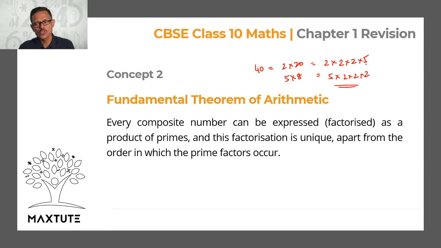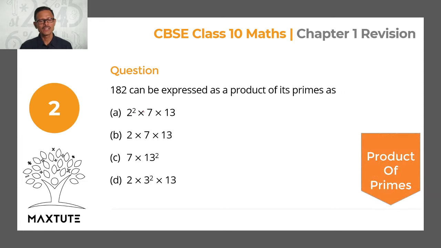Here we wrote it as 2 cube into 5. In the second one we wrote it as 5 into 2 cube. But 5 into 2 cube or 2 cube into 5 is one and the same. Where is this used? They actually ask you to prime factorize numbers. Questions of that kind have appeared. 182 can be expressed as a product of its primes as follows. A similar question has appeared either in the sample question paper or in the actual exam paper.